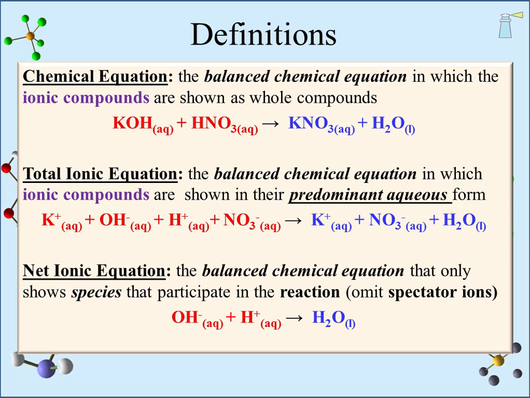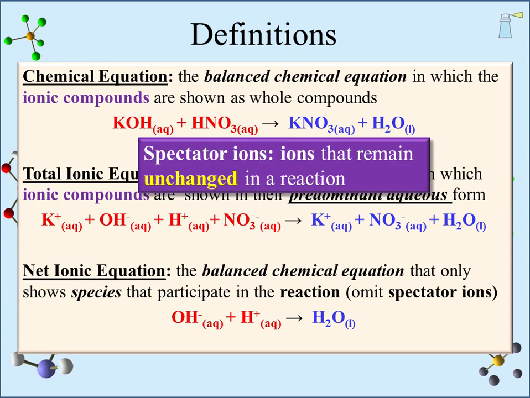It is the balanced chemical equation that only shows species that participate in the reaction. It is the total ionic equation that omits or ignores spectator ions. And just what are spectator ions? They are ions that remain unchanged in a reaction. They do not participate in the reaction. They are there, but do not react.